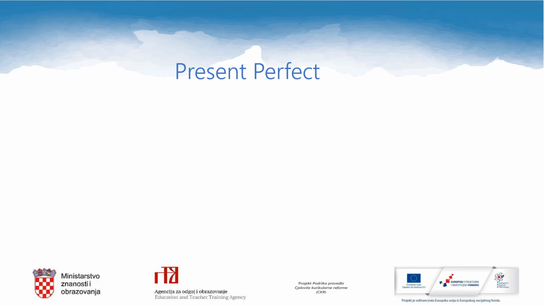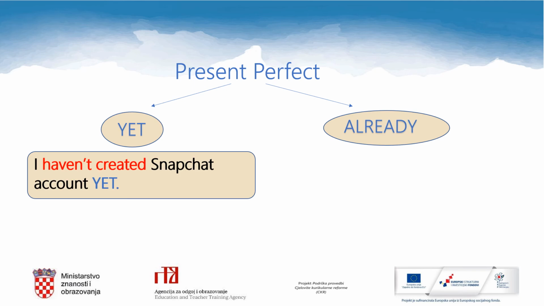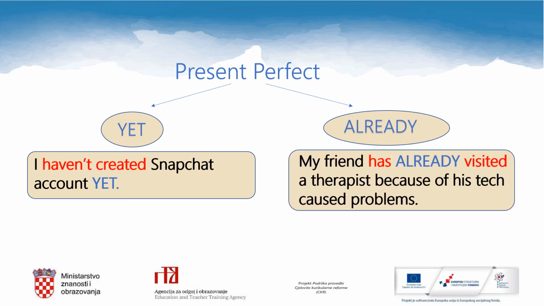With present perfect simple, we use some signal words like ever, never, since, and for. And today, we will learn how to use present perfect simple with yet and with already. Let's read the sentences. I haven't created Snapchat account yet. My friend has already visited a therapist because of his tech-caused problems. What do yet and already tell us?